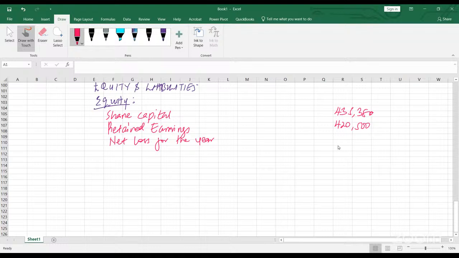This was 372,340. Then you can get our total equity. If it was a net profit, then you add, but this is a net loss, so it reduces what you already have. Okay.